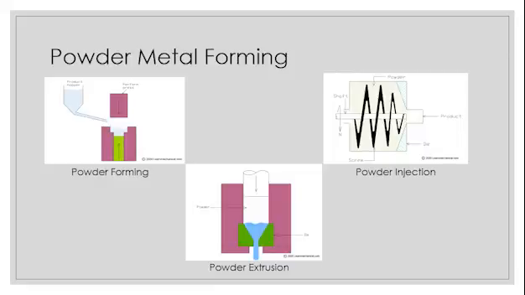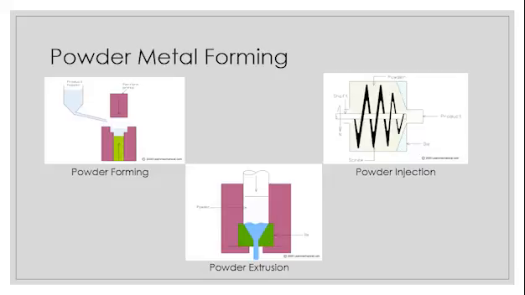The next is powder injection. The powder injection process is also called metal injection molding. In this process, the metal powders are blended with a wax or polymer based binder. The blended mixture undergoes compaction due to pressure exerted by the screw, comes out through the die and takes its shape. And the next process is powder extrusion.